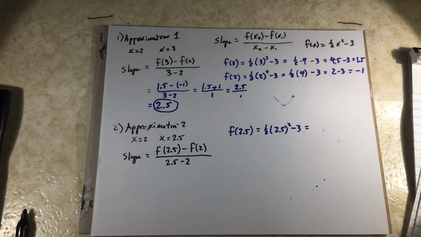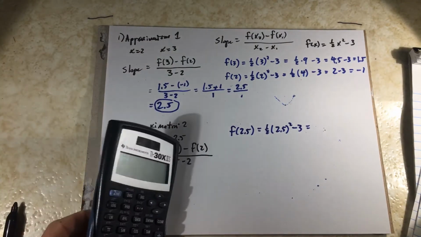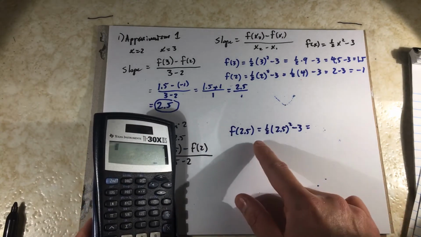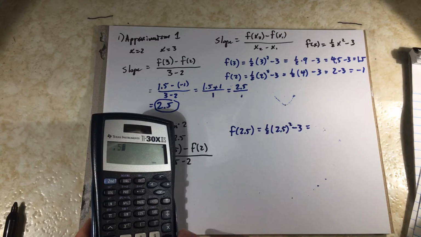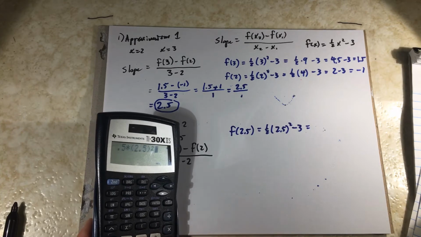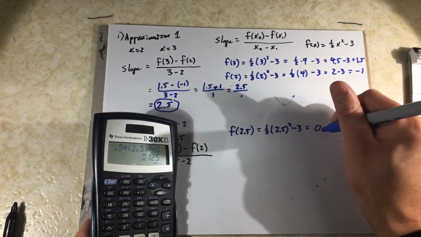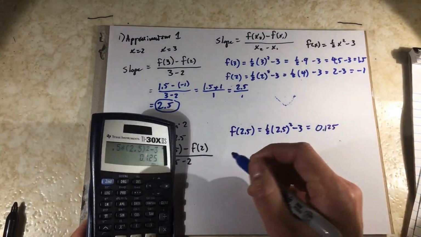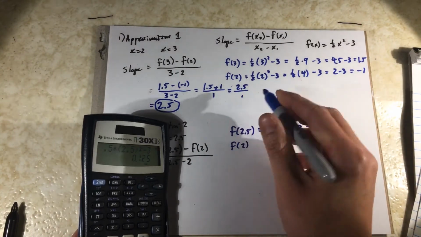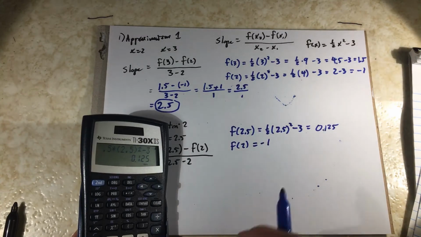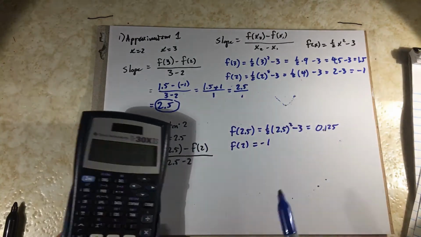So at this point, what I would suggest you do is just get your calculator out. So I'm going to do this in my calculator. So I get 1/2, which I'm going to write as 0.5, times, in parentheses, 2.5 squared, minus 3. And I get 0.125. All right, and f of 2, we already did f of 2 up here. It's the same calculation. f of 2 is equal to -1. All right, I could redo it, but I've already done it.